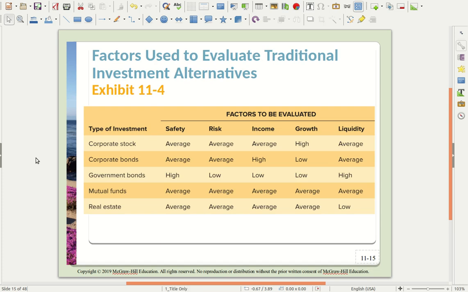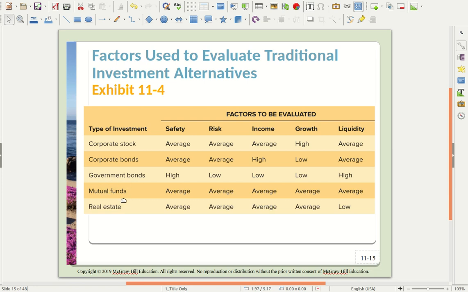When you start thinking about the different types of alternatives, corporate stocks do have some risk, and depending upon the stock, they may be relatively safe also. You do get some income, and you have a much higher probability for high growth. Bonds are where you are lending the company or the government money. With a bond, you're buying this bond and you're actually lending them money. At a certain point in time, they're going to pay you back. During that time that you have lent them money, they're going to pay you interest on that.